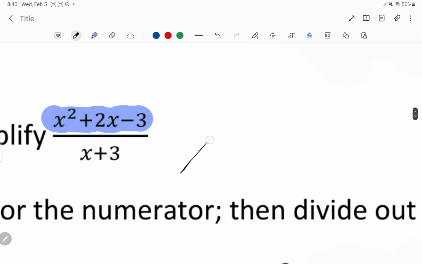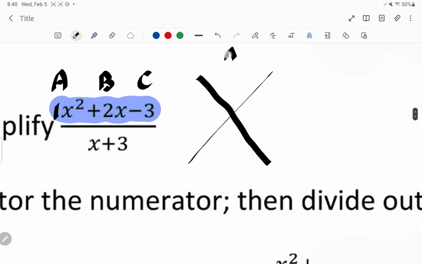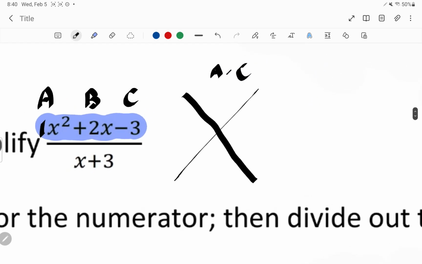Now, if you don't remember what factoring is, we're going to go ahead and do the big X, okay? There's a couple things that we need to know. We need to know our A, our B, and our C numbers. Now, A is going to be a 1 because there's a 1 in front of that x squared. In order to get the top number on my X, I'm going to multiply A times C, which in this case is 1 times negative 3. So I'm going to get negative 3, okay? Then you're going to get B, and that goes on the bottom. B goes over here. So what is B in this case?